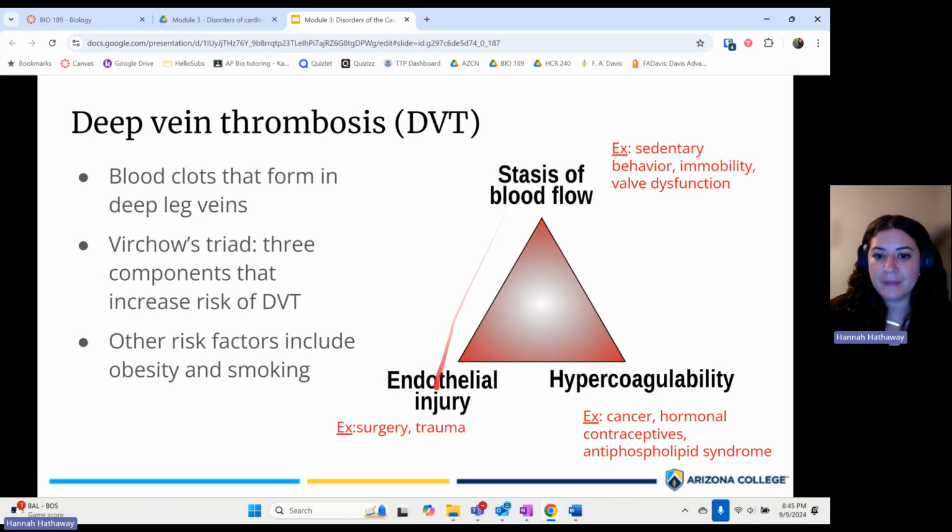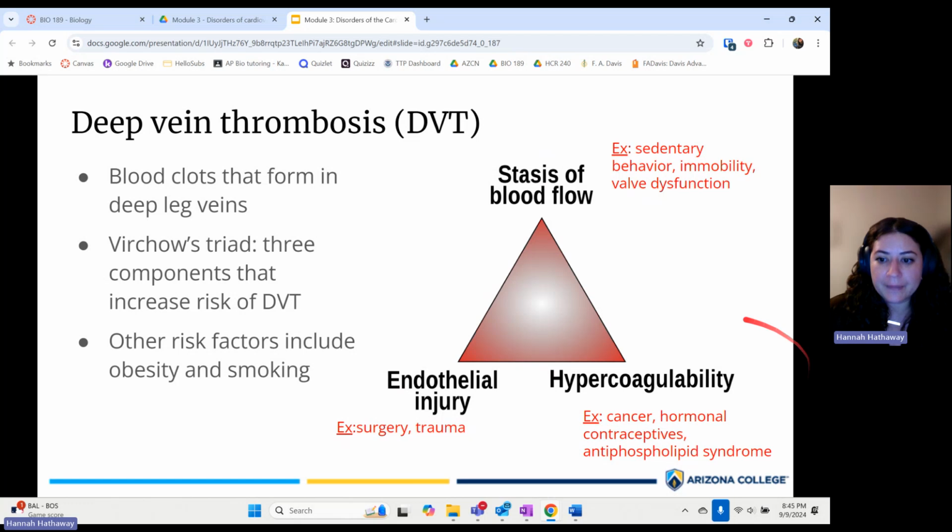Because of that, they make you wear compression socks, which help squeeze the blood out. And then they have you take aspirin. That is a platelet blocker. So those two things are trying to prevent deep vein thrombosis. So those are two pieces of the triad.